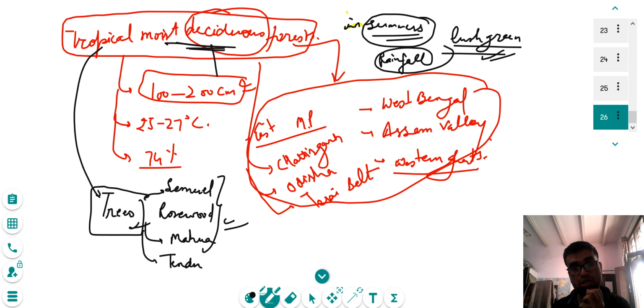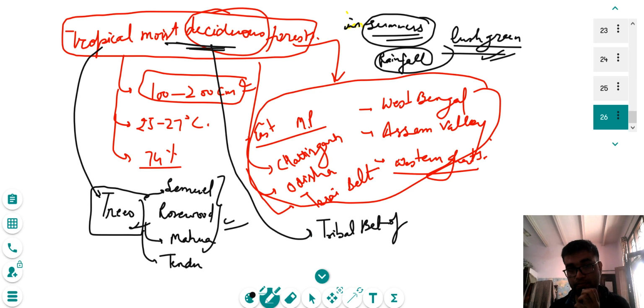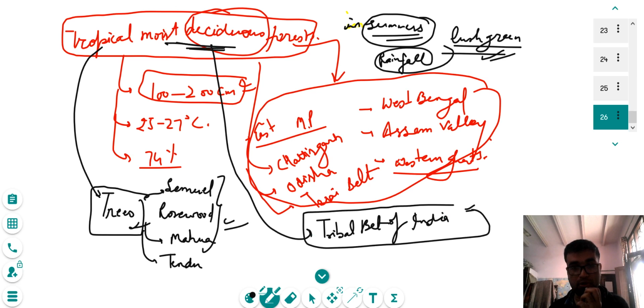And see, this moist deciduous belt is the main tribal belt of India. Large tribal families live in these forests, so they are most vulnerable to exploitation for the mineral resources, exploitation for the water for dam purposes and many other purposes, leading to the exploitation of the tribals living in these areas. So this is the tropical moist deciduous forest.